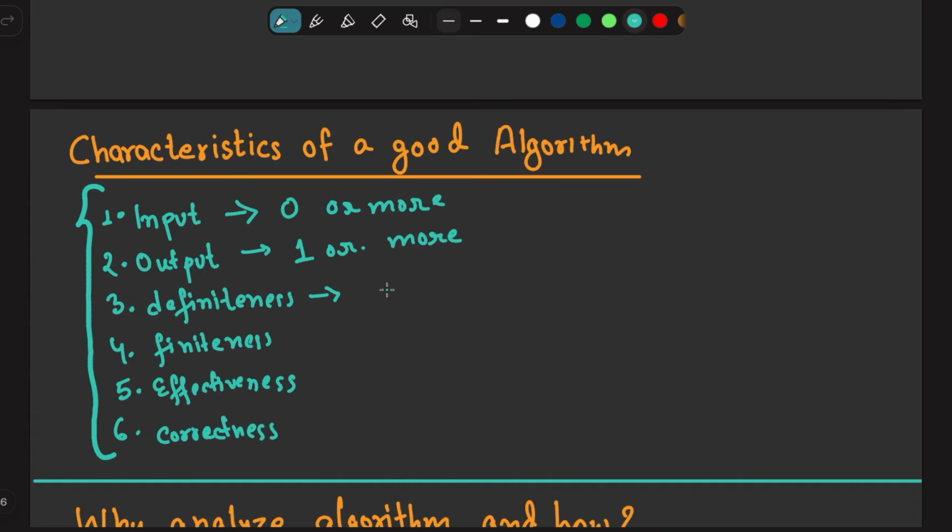Third, definiteness, which means every step should be clear and precise. Fourth is finiteness, which means there should be a finite number of steps. Effectiveness, which means the solution should be practical and executable. And correctness, which means the code or the program or the algorithm gives us the expected output.